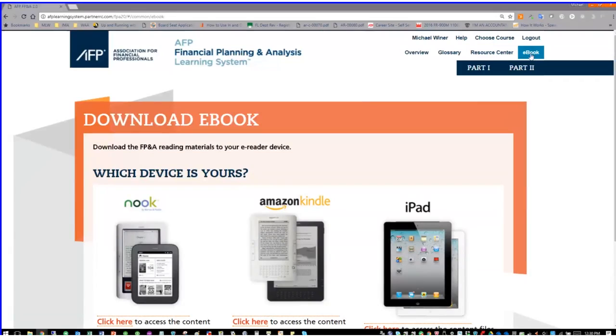I had one participant, in one of the live offerings, who strictly didn't use the paper materials. He was a traveler and he only used the ebook materials. Okay, so that's pretty much it.